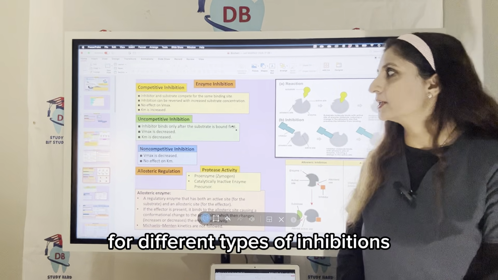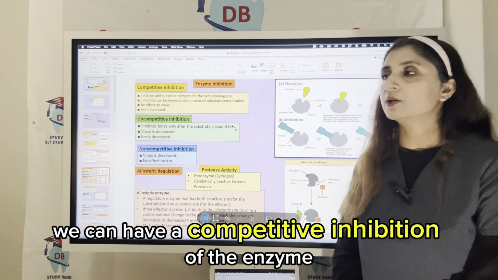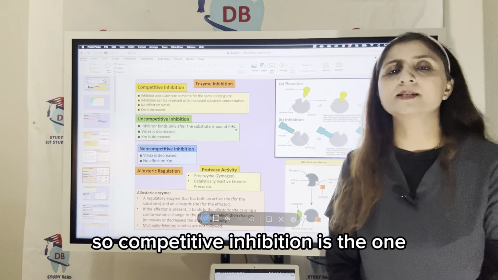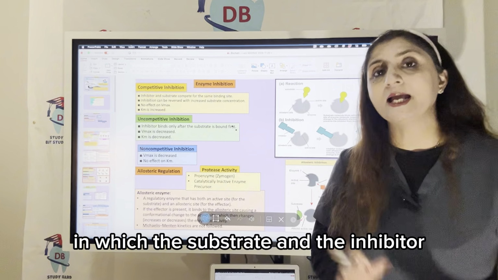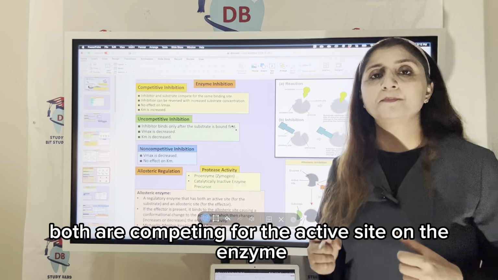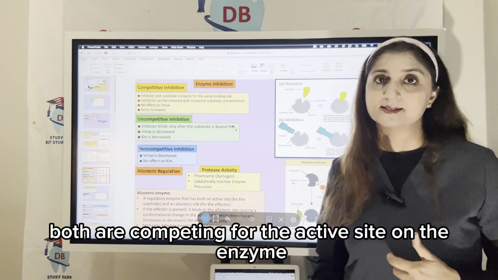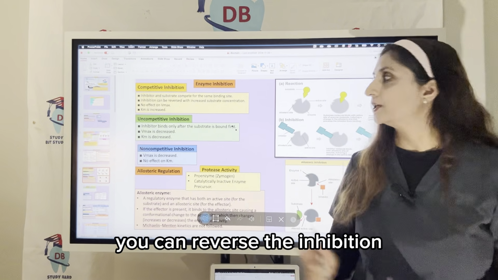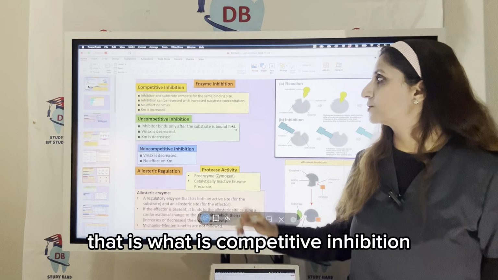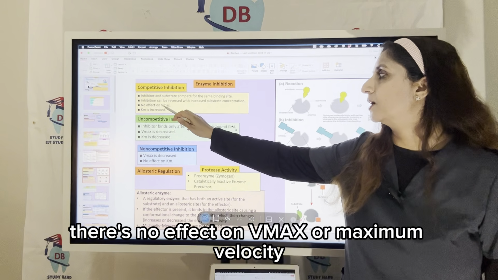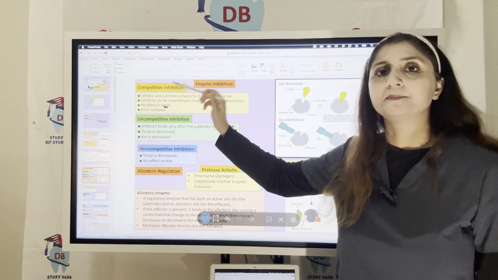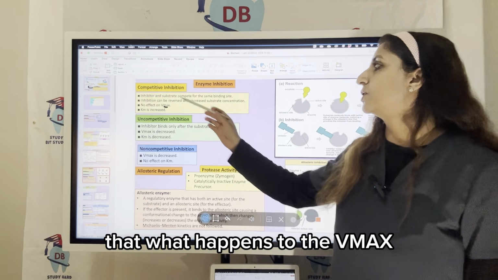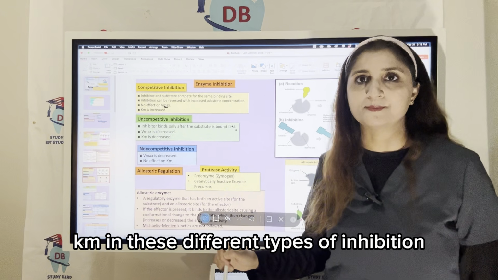Different types of inhibitions now. We can have a competitive inhibition of the enzyme, uncompetitive, and non-competitive. Competitive inhibition is the one in which the substrate and the inhibitor both are competing for the active site on the enzyme. So if you increase the substrate concentration, you can reverse the inhibition. That is what competitive inhibition is. In competitive inhibition, there is no effect on Vmax or maximum velocity, but Km is increased. This is the most important thing that they ask in the exam, what happens to the Vmax and Km in these different types of inhibition.